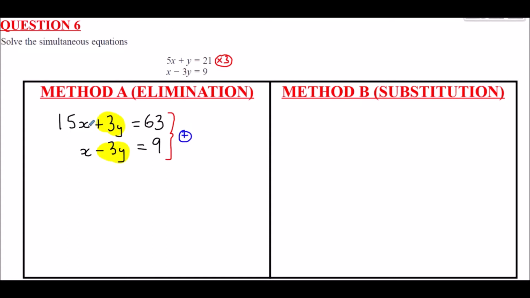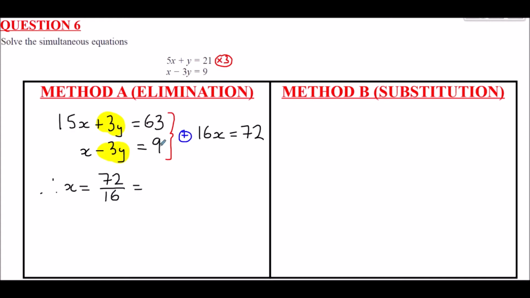And what we get when we do that: when we add the x's, 15x plus 1x gives us 16x. 3y plus minus 3y gives us no y's at all. And 63 plus 9 gives 72. So therefore x is going to be 72 divided by 16.